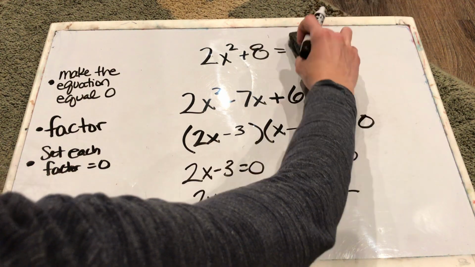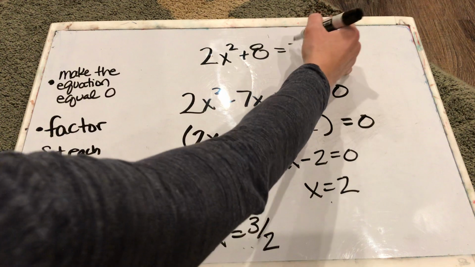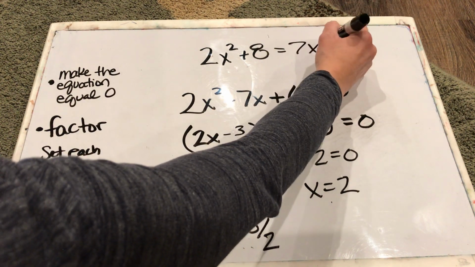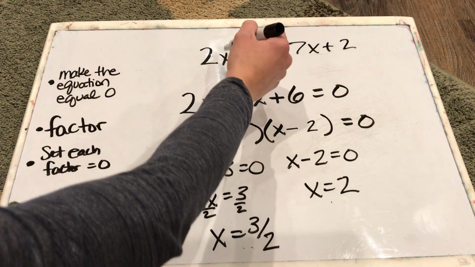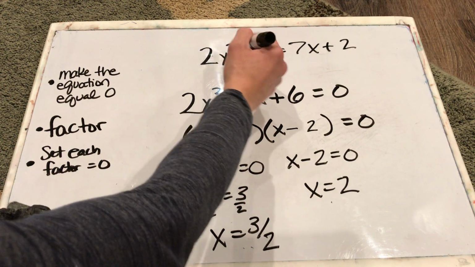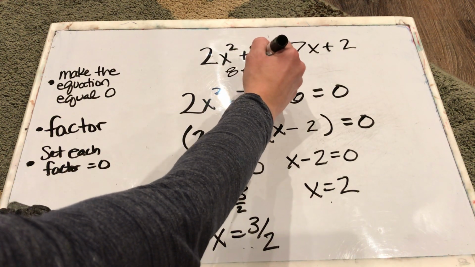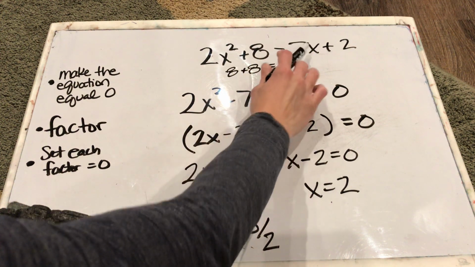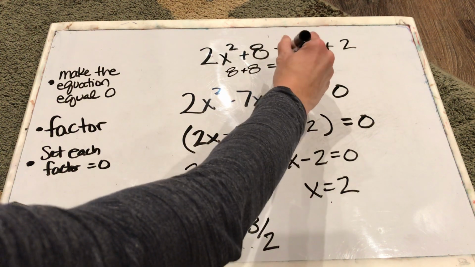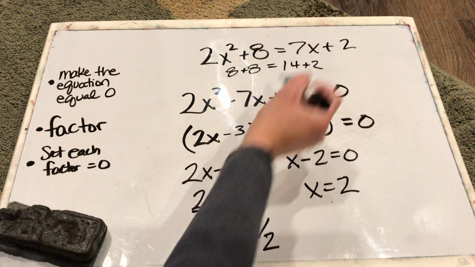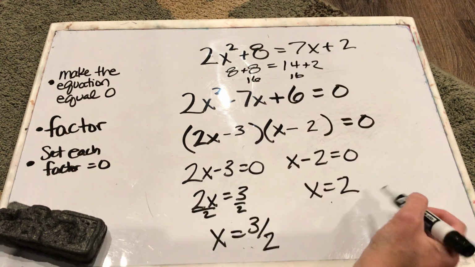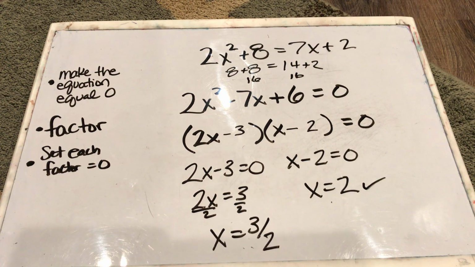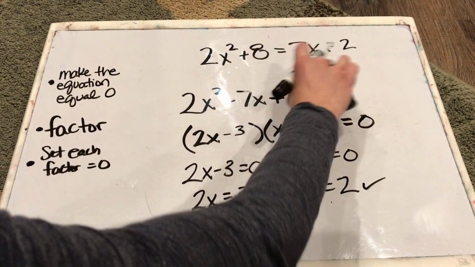Up here, I'm going to have to rewrite that side. 7x plus 2. So if I plug in 2, I have 2 squared, which is 4, times 2 is 8. So I have 8 plus 8 right here. And then I have 2 times 7, which is 14 plus 2. So this side is 16, and this side is 16. So this one works. Maybe I should prove to myself that the 3 halves works.